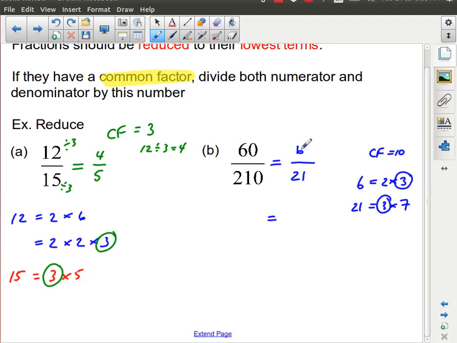So what is 6 divided by 3? That's going to leave a 2. What is 21 divided by 3? That's going to leave a 7. So 60 over 210 is equivalent to 2 over 7. So that's for reducing fractions. Whenever you get an answer in any kind of mathematical problem, you should be reducing your answer to lowest possible terms.